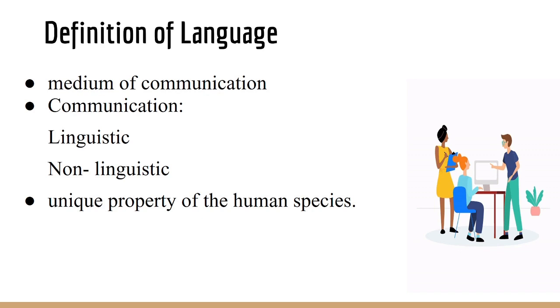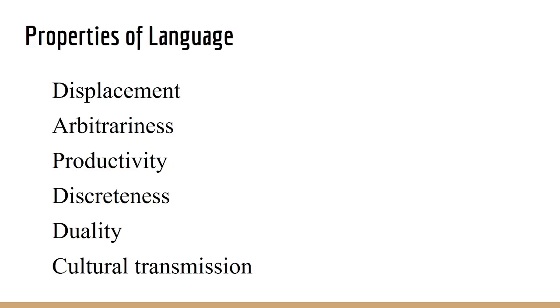We can use numerous ways to communicate with other human beings. That is the reason why the language of human beings is considered unique. The properties of language. There are 6 properties: displacement, arbitrariness, productivity, discreteness, duality, and cultural transmission. We will discuss each property one by one.